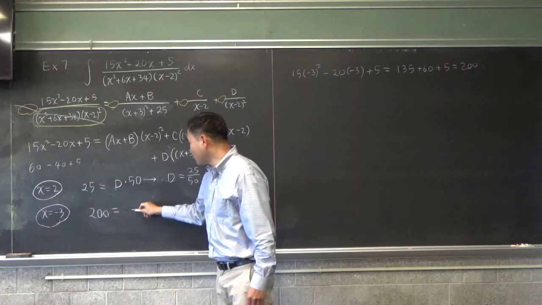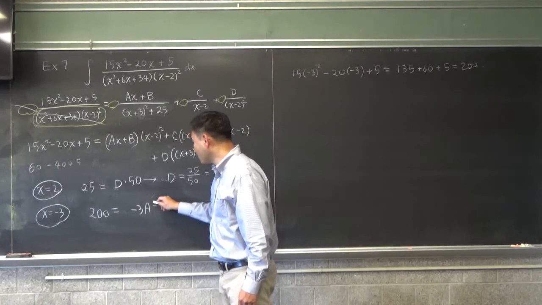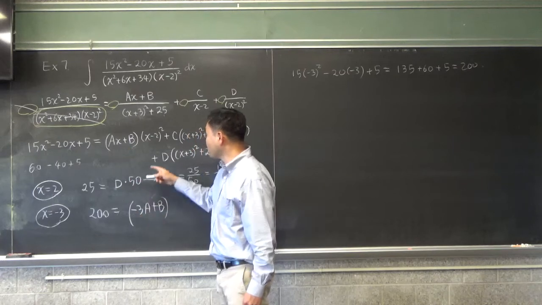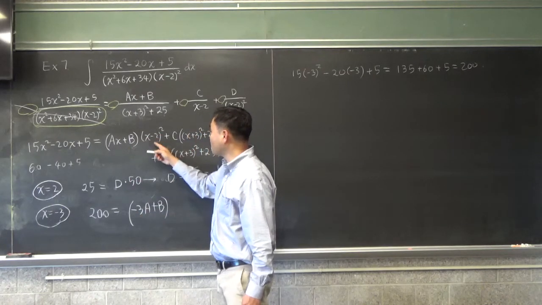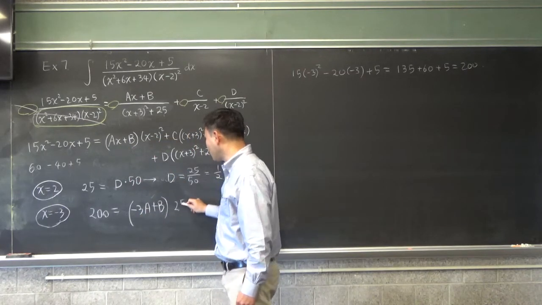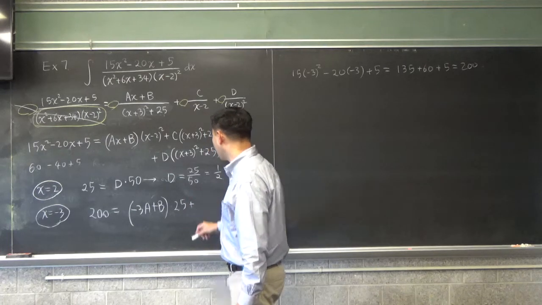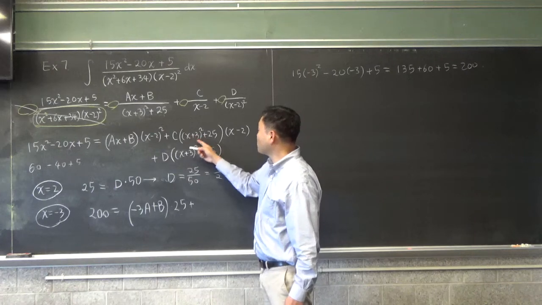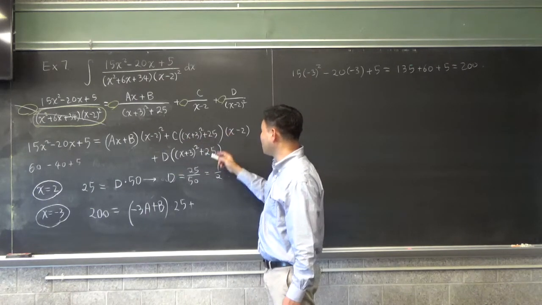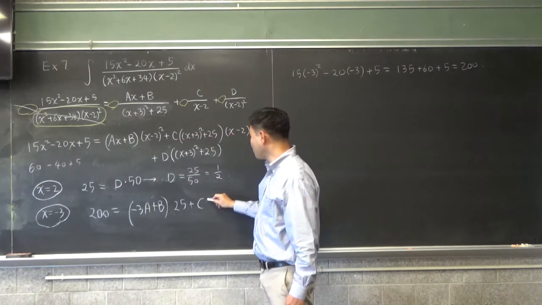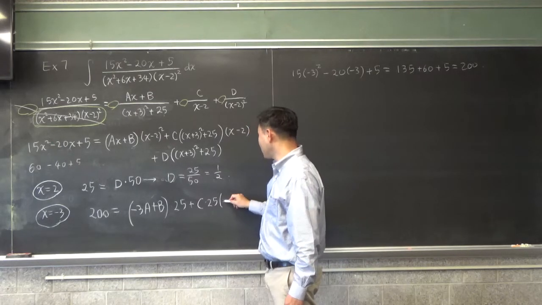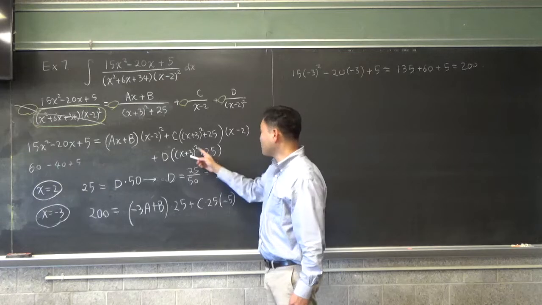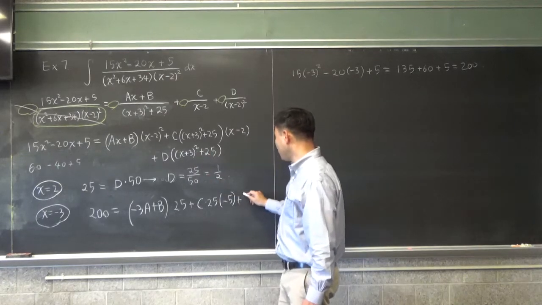So it's -3a plus b. X replaced by -3. -3 minus 2 is -5, squared is times 25. Okay, and then -3 plugged in here will make that 0, so it'll be c times 25 times -5. And then -3 again plugged in will give you d times 25.